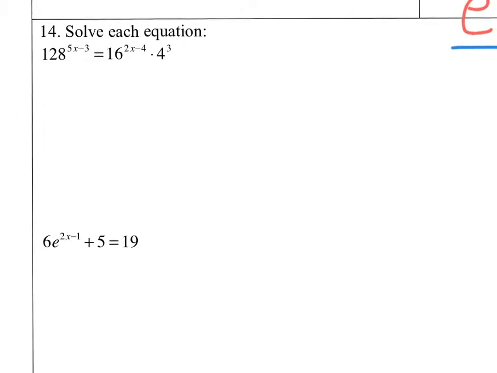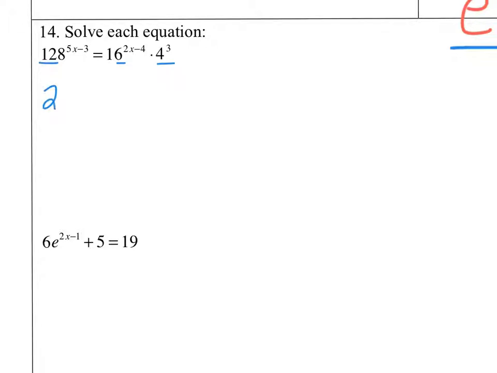For number 14, we've got to solve some equations. If everything is exponential, and in this case it is, and everything fits into a nice happy pattern, by that I mean they can all be written as powers of the same base, we can do this in terms of just exponentials. So I'm going to rewrite this all as base 2. All three of these numbers are powers of 2.